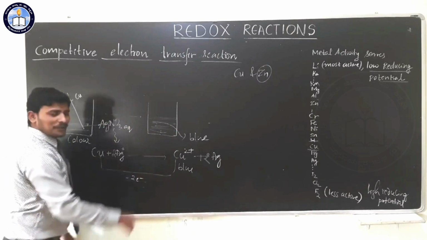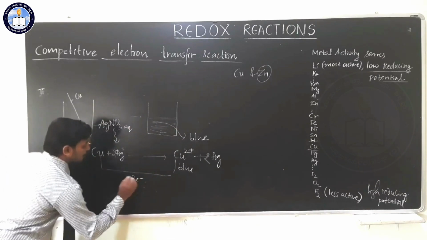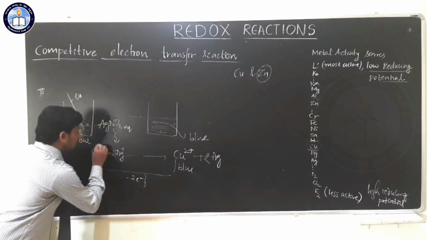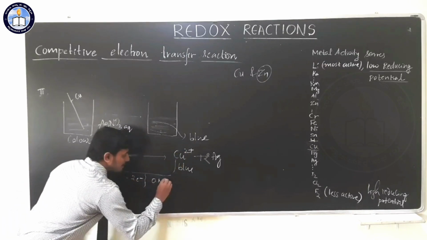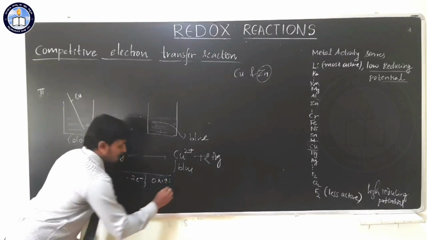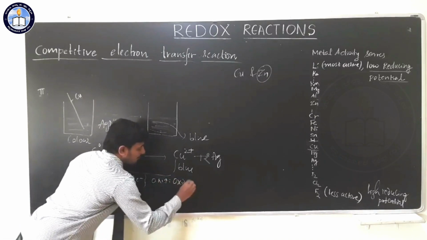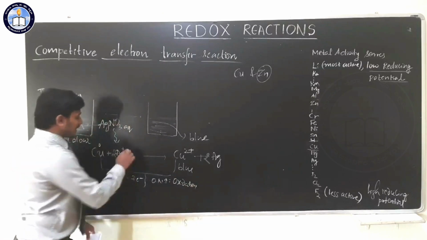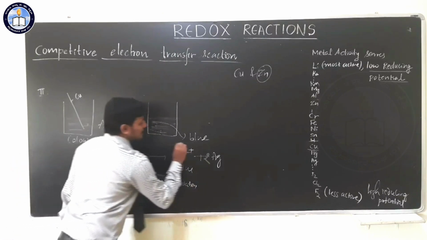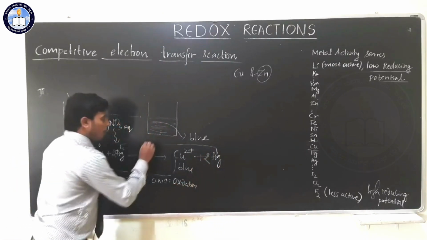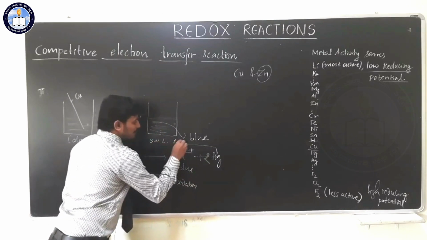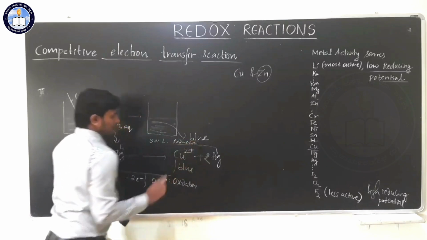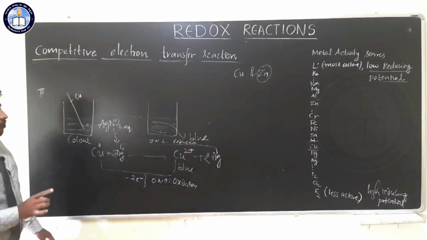Copper lost 2 electrons. That means the oxidation number goes from 0 to +2, so the oxidation number increased, and that is known as oxidation. But in this case, +1 changes to 0. The oxidation number decreased, and that is known as a reduction process. Fine. Now we have to compare.